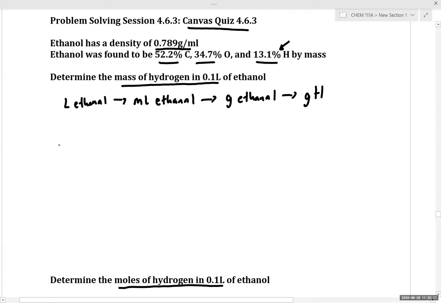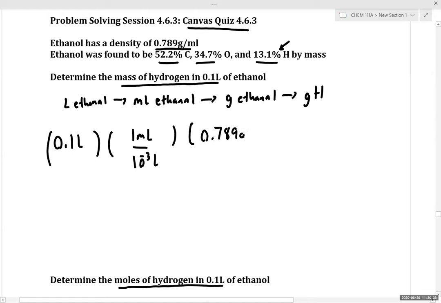hydrogen. Wonderful. So we have 0.1 liters of ethanol, and we know that in 1 milliliter, we have 10 to the negative third liters. Given our density, to go from milliliters of ethanol to grams, we'd have grams on top, which would be 0.789 grams per every 1 milliliter of ethanol. Now my question to all of you is, how many grams of hydrogen do we have per gram of our ethanol sample?